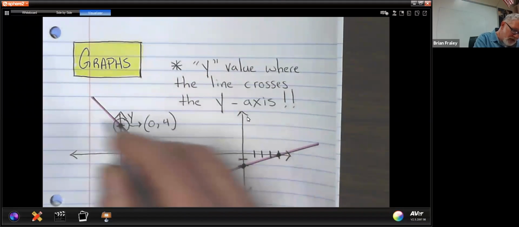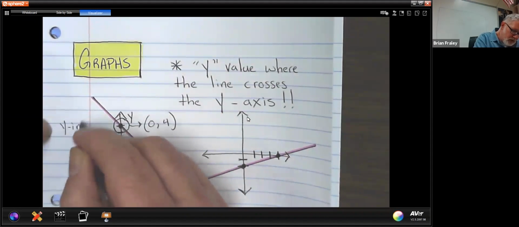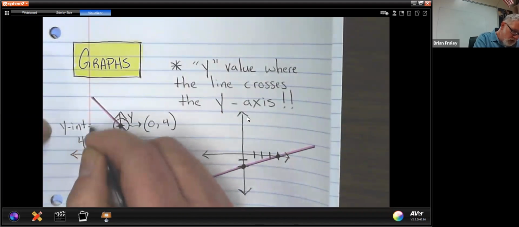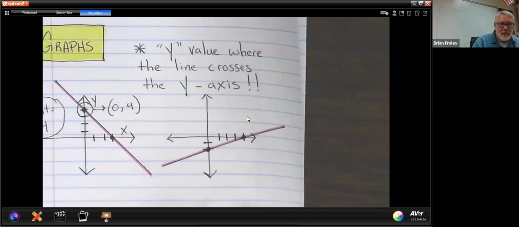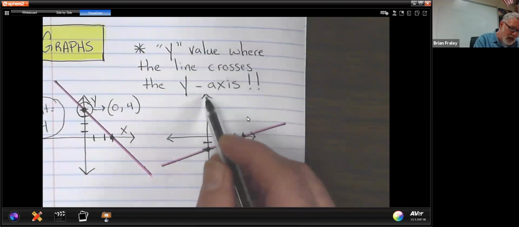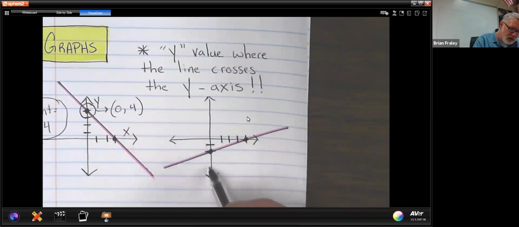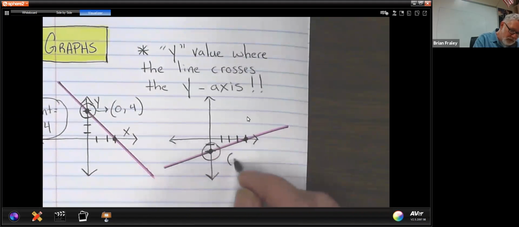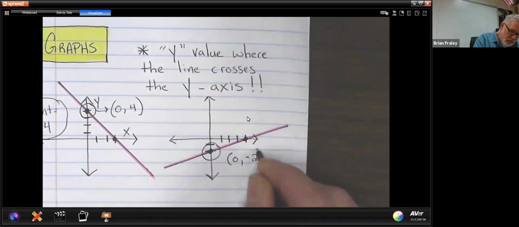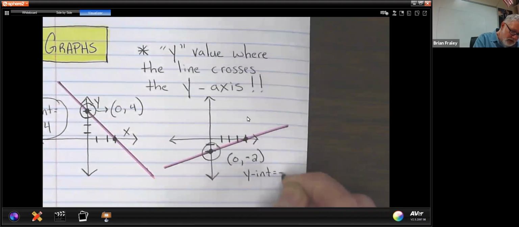So the y-intercept equals 4. Looking at this one, where it crosses the y-axis, well, it's below 0, it's right here. Well, these coordinates are x is 0, which again makes sense. And then y is 1, 2, negative 2. So there the y-intercept is negative 2.